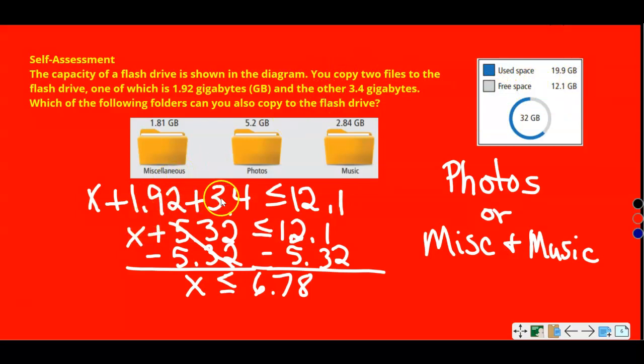All right, so if you subtract the 2 numbers for the 2 files that you are already going to put on the flash drive, that leaves you with 6.78. So you have to download 6.78 gigabytes or less. All right, so if you look here, this one's 1.81, this one's 5.2, 2.84. So if you do 6.78 minus 5.2, that's your largest one, it only leaves 1.58. So you cannot combine photos with anything else.